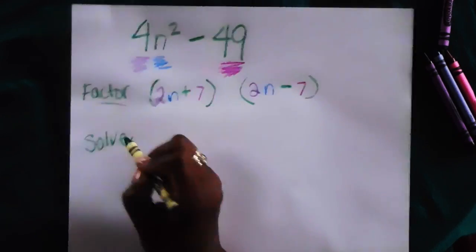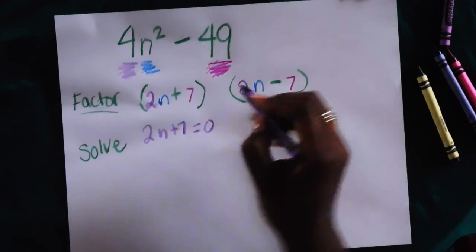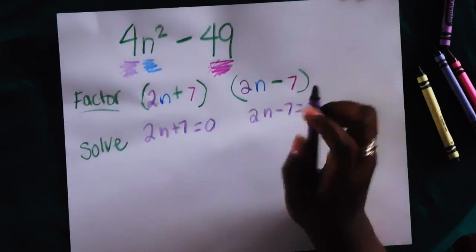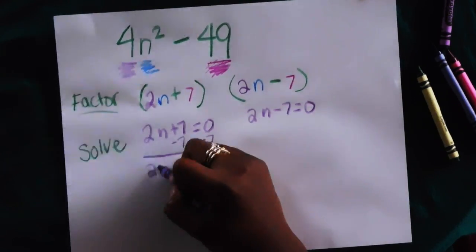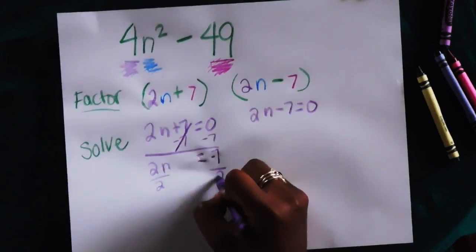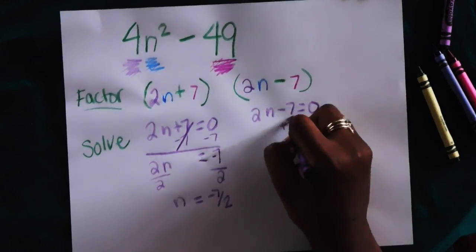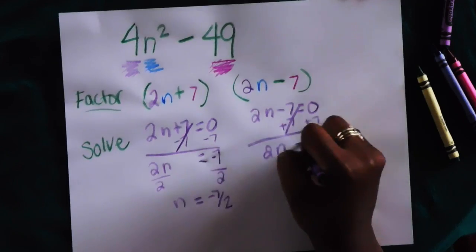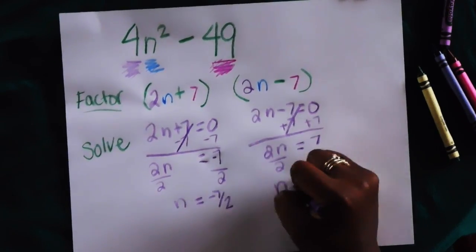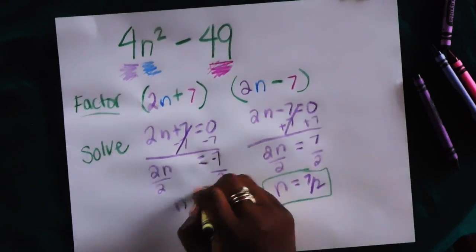Now, if I'm factoring, I'm done. But if I'm solving, then I need to set both of those parentheses equal to 0. 2n plus 7 equals 0, 2n minus 7 equals 0. And just solve those 2-step equations like normal. Subtract 7, divide by 2. n equals negative 7 over 2. Add 7 to both sides, divide by 2 on both sides. And then n equals positive 7 over 2. And you're done.